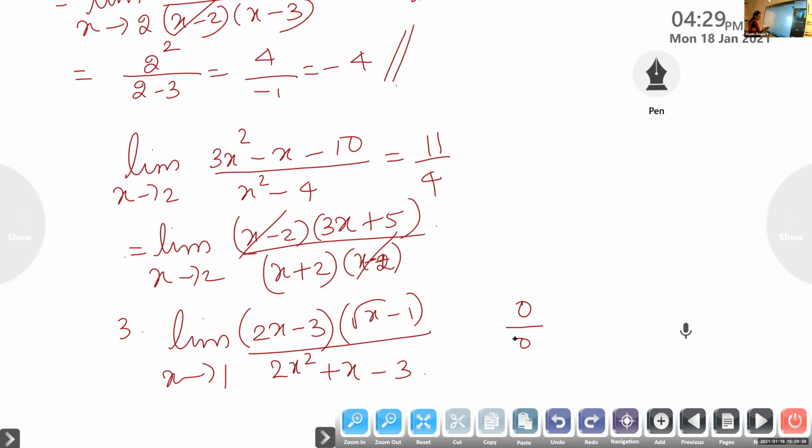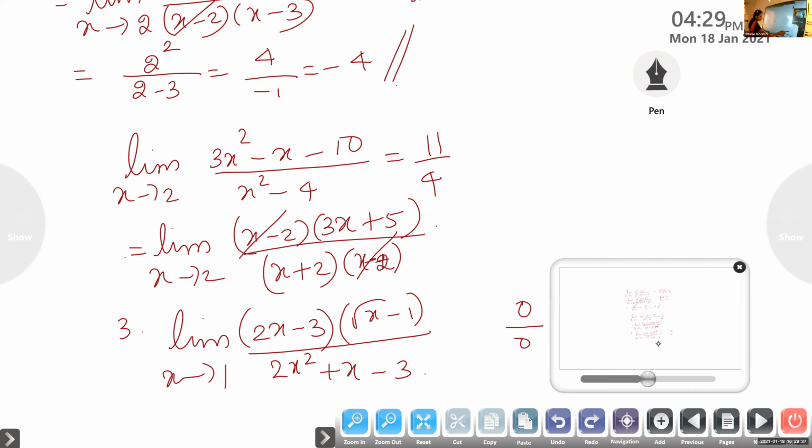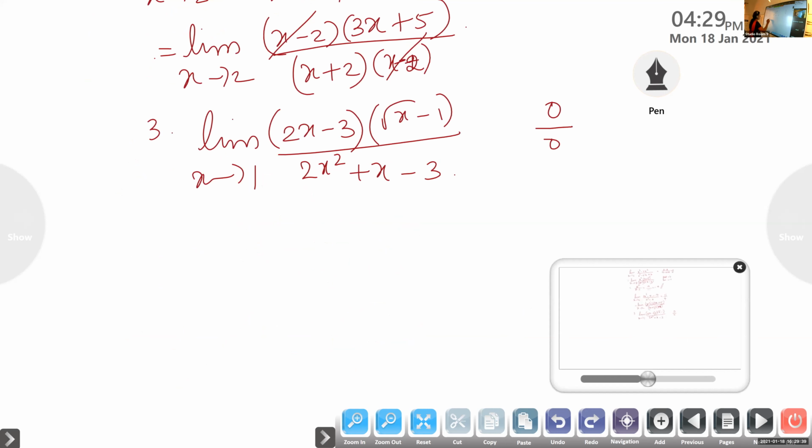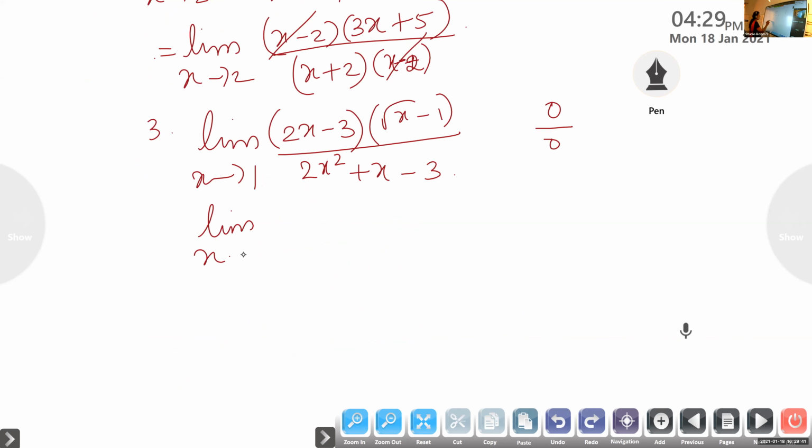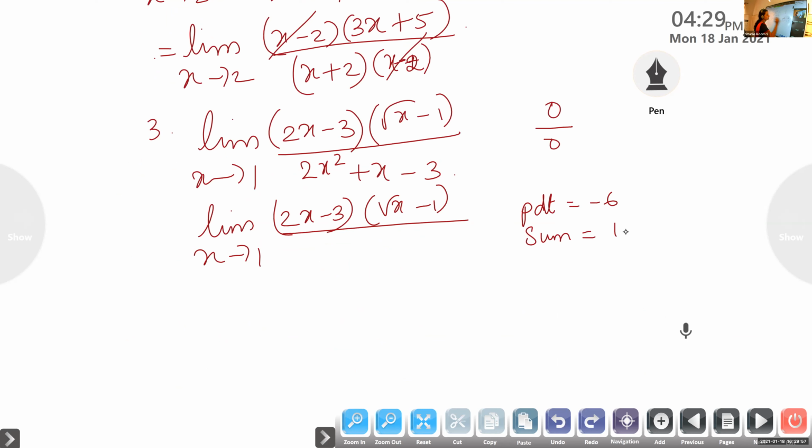So we can factorize the denominator. Product is 6, sum is 1. Factorize the denominator. So you can write this as limit x extending to 1, (2x minus 3) into (root x minus 1) by... product is minus 6 and sum is 1.